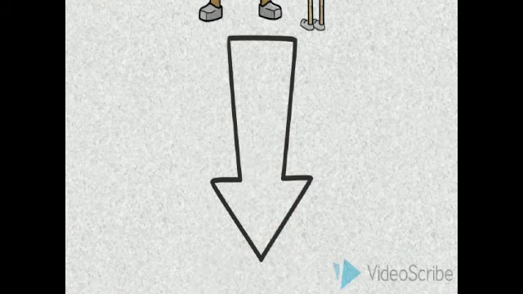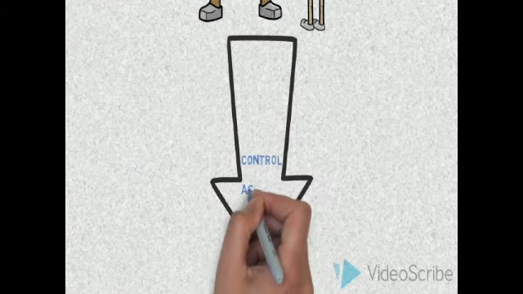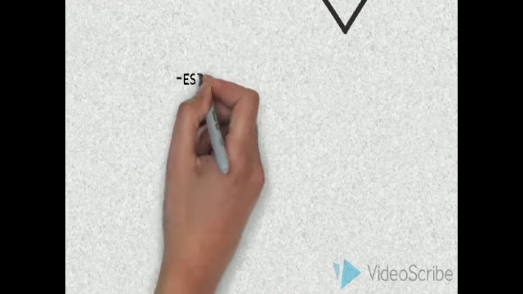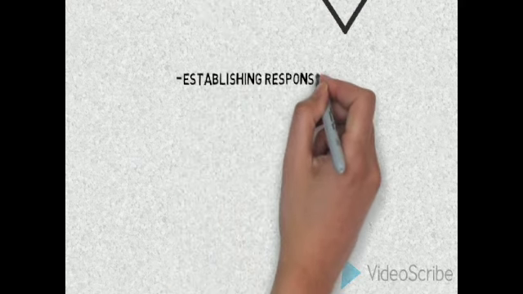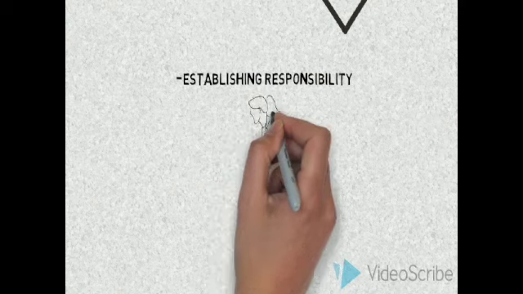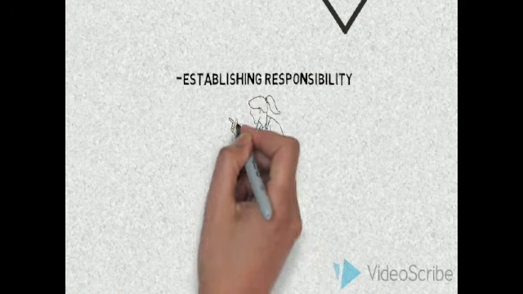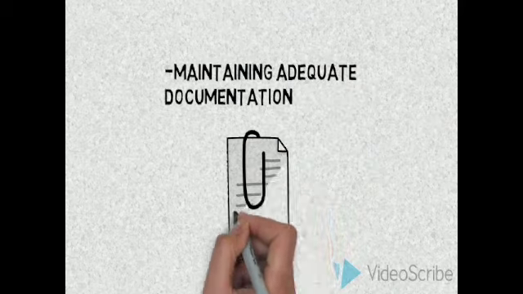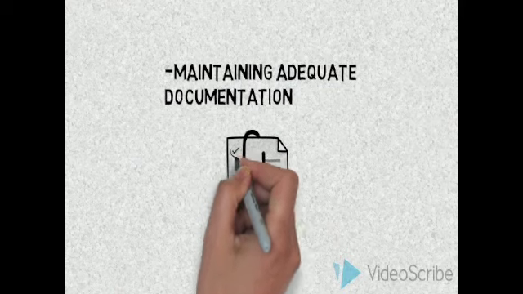Control activities is the next element of internal control, and these are policies and procedures used to address the aforementioned risks. They fall under categories such as establishing responsibility, in which each employee has a specific task for themselves and only themselves. Maintaining adequate documentation is another category, which means documents and accounting information must be free from error.